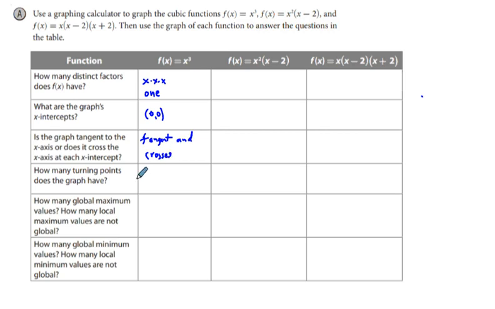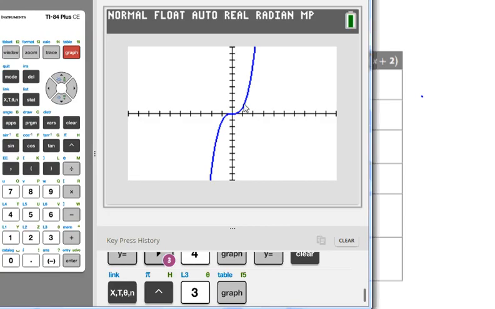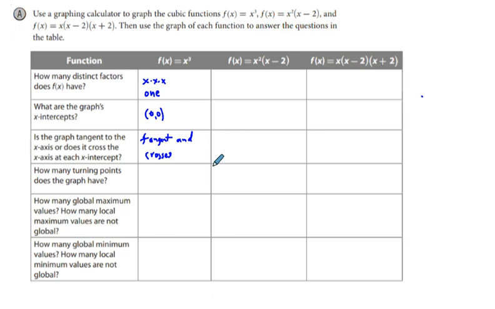How many turning points does the graph have? Well, if we just look at our graph here, there are no turning points. So our answer to this question is none, because we're not going from increasing to decreasing, or from decreasing to increasing. How many global maximum values? There are no maximum values. We have none. Or no local. We haven't even talked about that. So none.